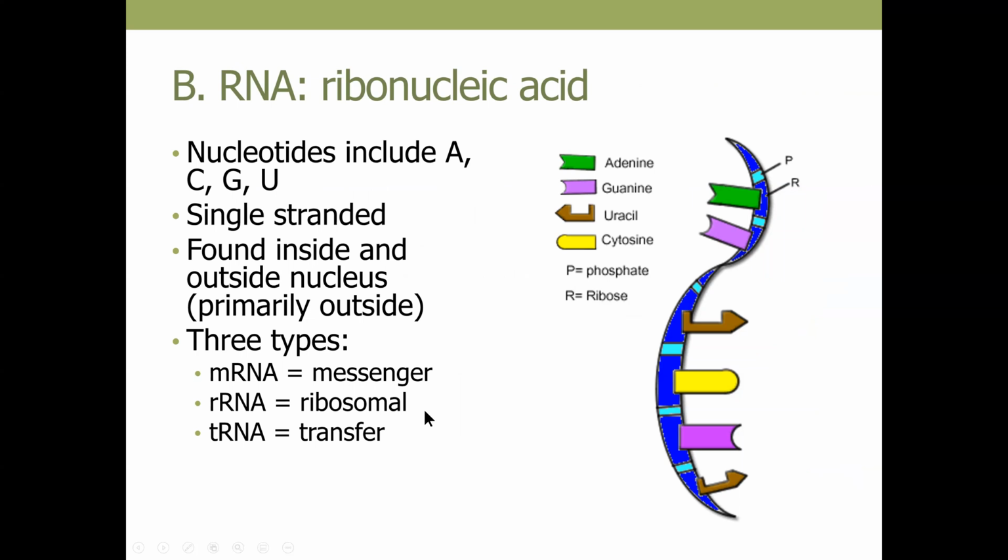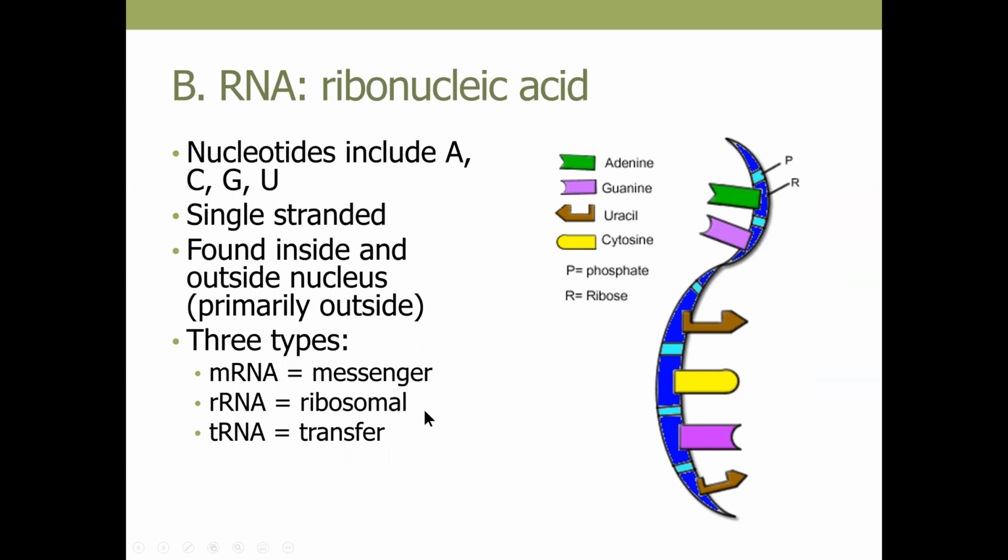RNA is ribonucleic acid. There are three big differences. Number one, it's single-stranded. Number two, instead of thymine, it has uracil. And number three, it has ribose as its sugar, not deoxyribose. So the 5-carbon sugar is ribose. And there's actually a fourth difference. It can be located outside of the nucleus.